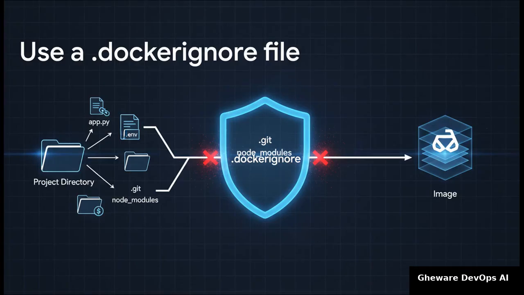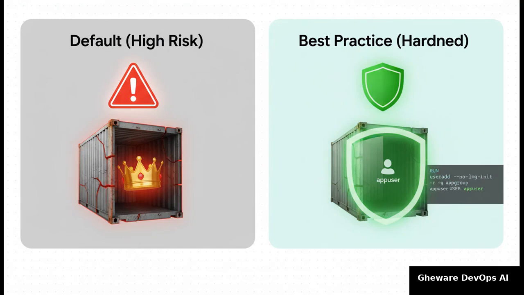A Docker ignore file is basically a .gitignore for your Docker builds. It just tells Docker, hey, leave this stuff out. This is so crucial for keeping your images small and secure. You definitely don't want things like your entire .git history or your secret .env files accidentally ending up inside your final image.